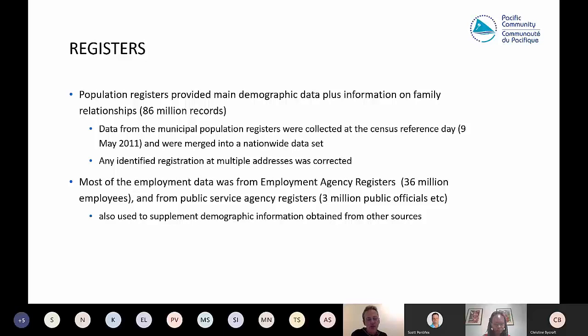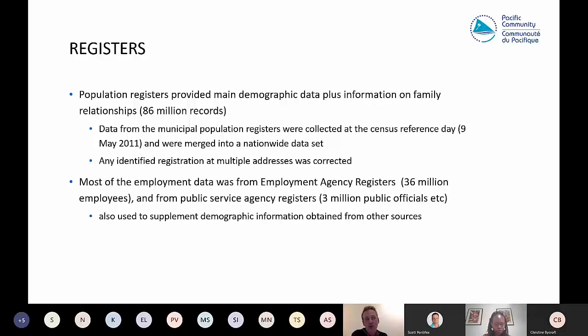So the registers used were primarily the population register with demographic information and family relationships, so who lived with whom. And that covered 86 million records. Germany has a system of municipal population registers, local population registers, and these were all collected together by the Statistisches Bundesamt, the NSO, at the reference date, and combined into a national population register. And people that were registered at more than one address were identified and corrected.